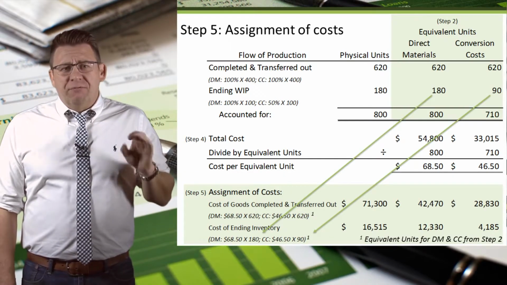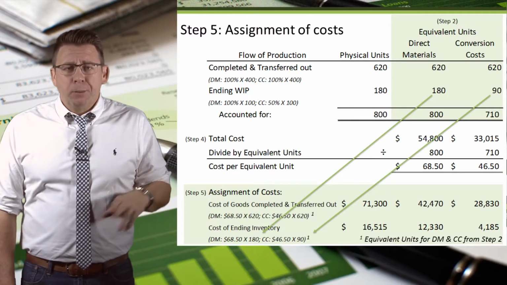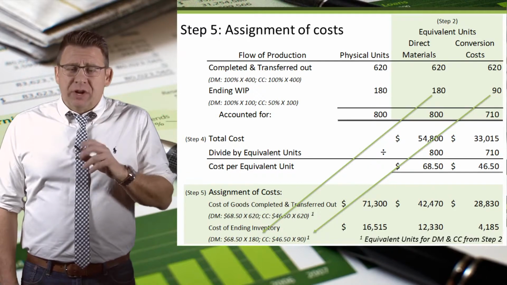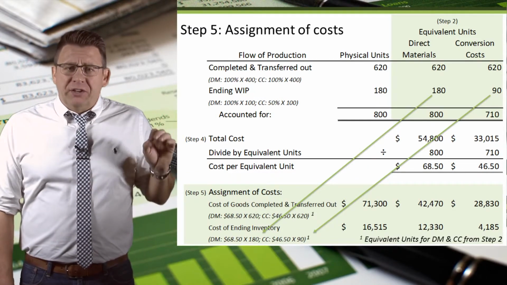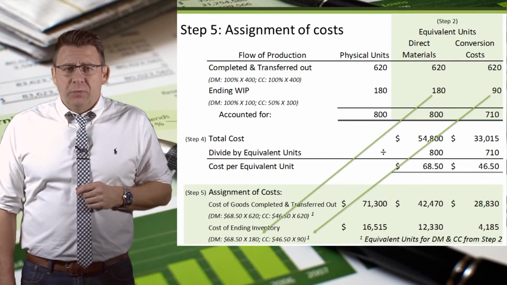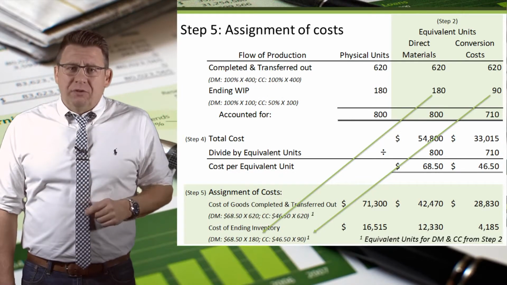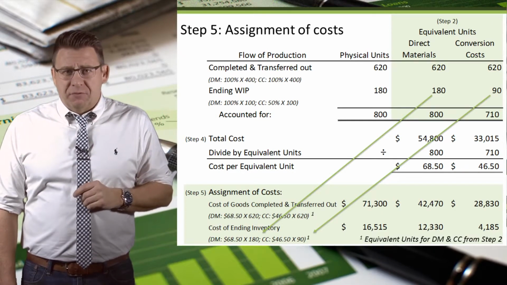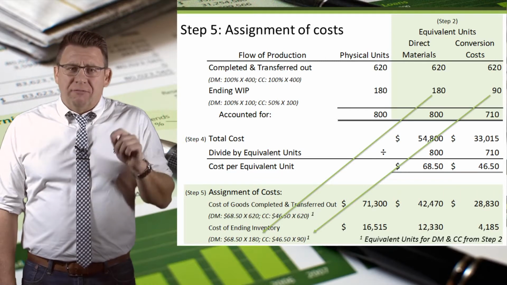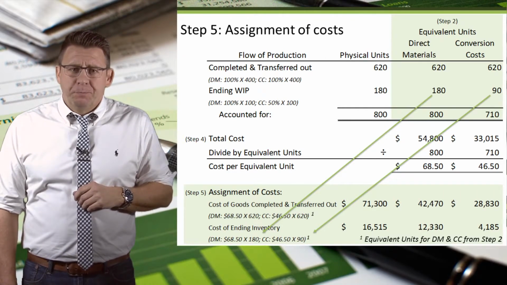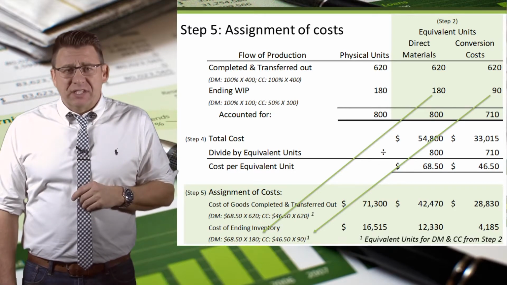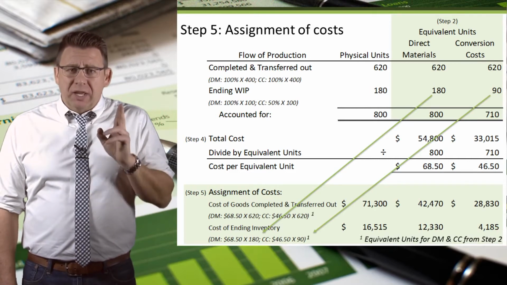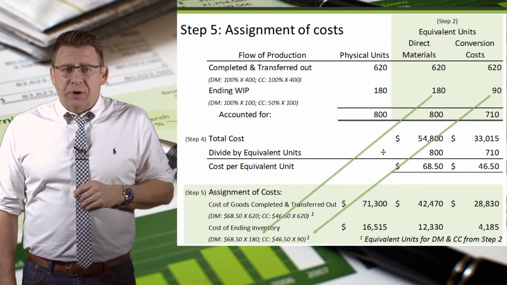We do the same thing for the units in ending inventory. We multiply the 180 equivalent units of direct material by the cost per equivalent unit of direct material for a total of $12,330. Then we multiply the 90 equivalent units of conversion cost by the cost per equivalent unit of conversion costs for a total of $4,185. This gives us a total production cost of $16,515 for the 180 partially completed units in ending WIP inventory.